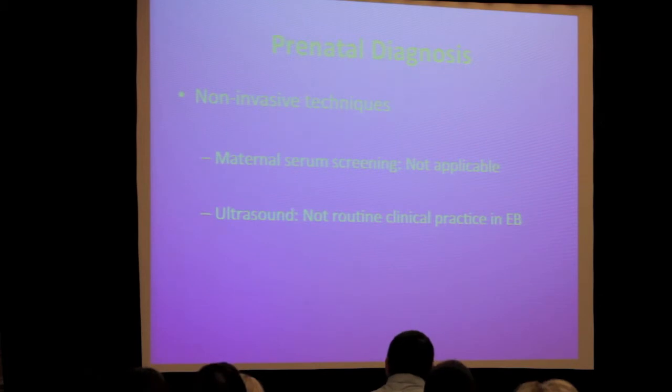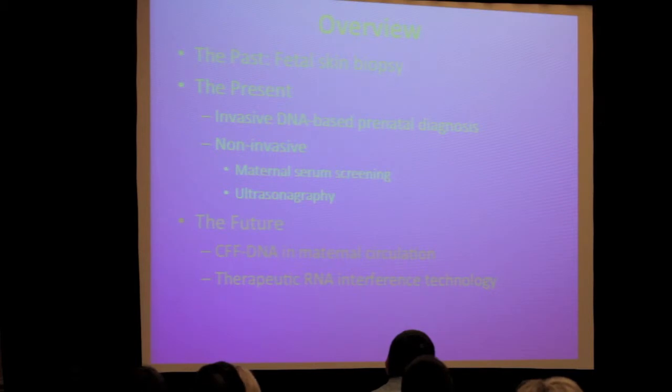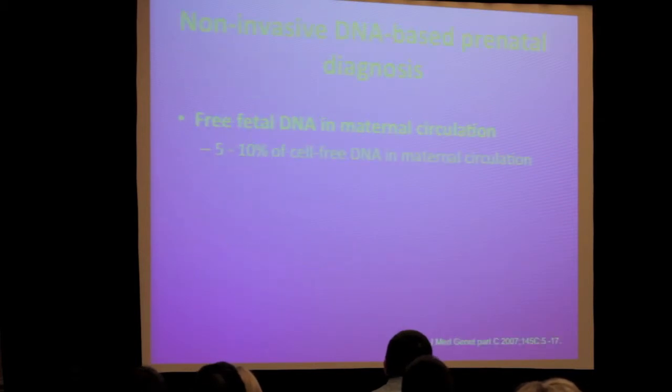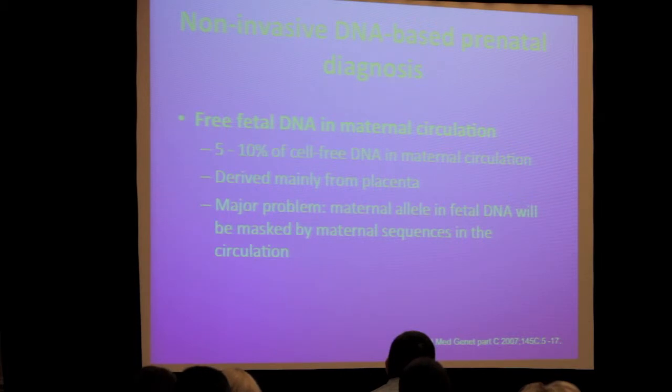So non-invasive techniques are really not done for EB, so I'll skip over that and go to the future. One of the non-invasive techniques is free fetal DNA in the maternal circulation. It turns out that there's DNA floating around free in maternal circulation, and up to 10% of that is derived from the fetus, mainly from the placenta. So if you did a simple blood draw, you would not have any risks of this procedure other than a bruise from the blood draw.